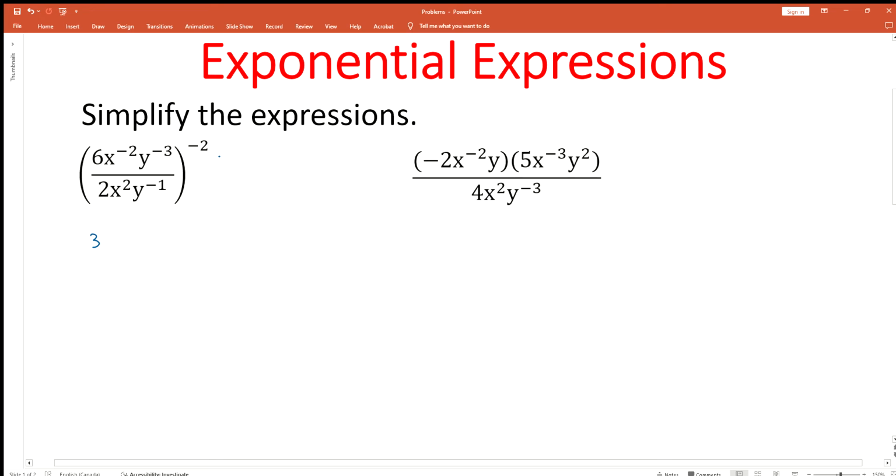We can combine the x terms using the division law of exponents. They have the same base x, so we can subtract the exponents. We can do the same for y terms. Next, we can simplify the exponents. Negative 2 minus 2 is equal to negative 4. Negative 3 minus negative 1 is equivalent to negative 3 plus 1, which is equal to negative 2.